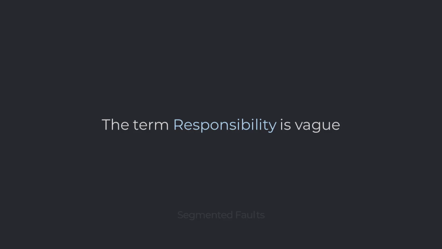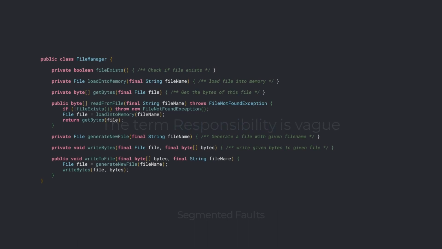However, because of the vagueness of the term responsibility, it sometimes becomes difficult to identify if a class is responsible for everything it is handling or if it needs to be split up. Take for example a file manager class. It is responsible for reading data from and writing data to files. This looks good. It is a file manager and it is responsible for managing everything to do with a file.